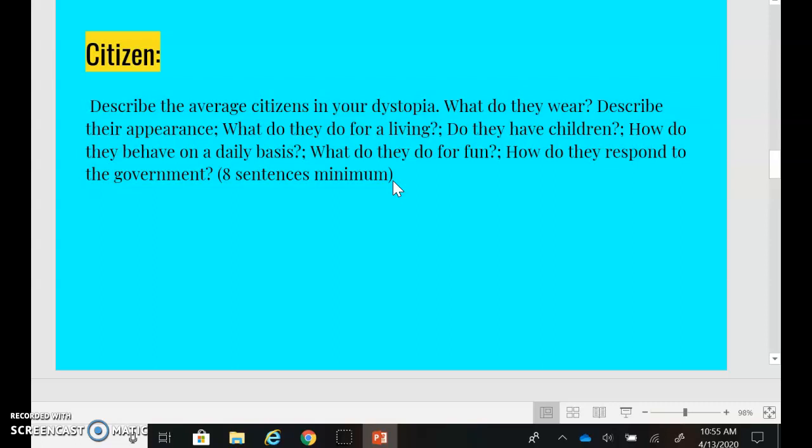But you can have whoever you want, whatever type of people you want in your dystopia. It could be blacks only. It could be Hispanics only. It could be whatever you want for your dystopia. You can have your dystopia divided so that every state is a different nationality, and then you can have the people who are mixed in their own state. So you decide how you're going to describe your citizens.